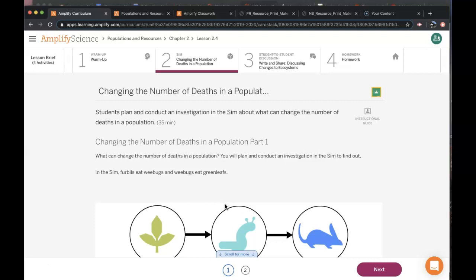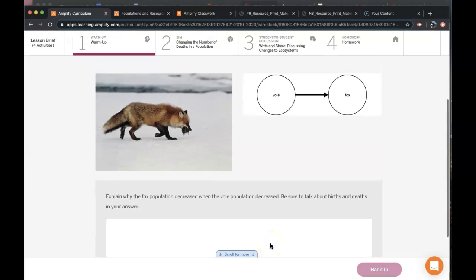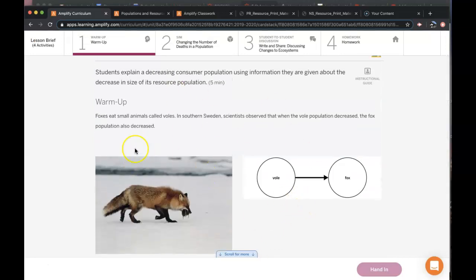In the previous chapter, we learned that for a population to decrease, there must be fewer births than deaths. In this example, the number of voles decreased. So the foxes got less energy from energy storage molecules. So they reproduced less and had fewer births.